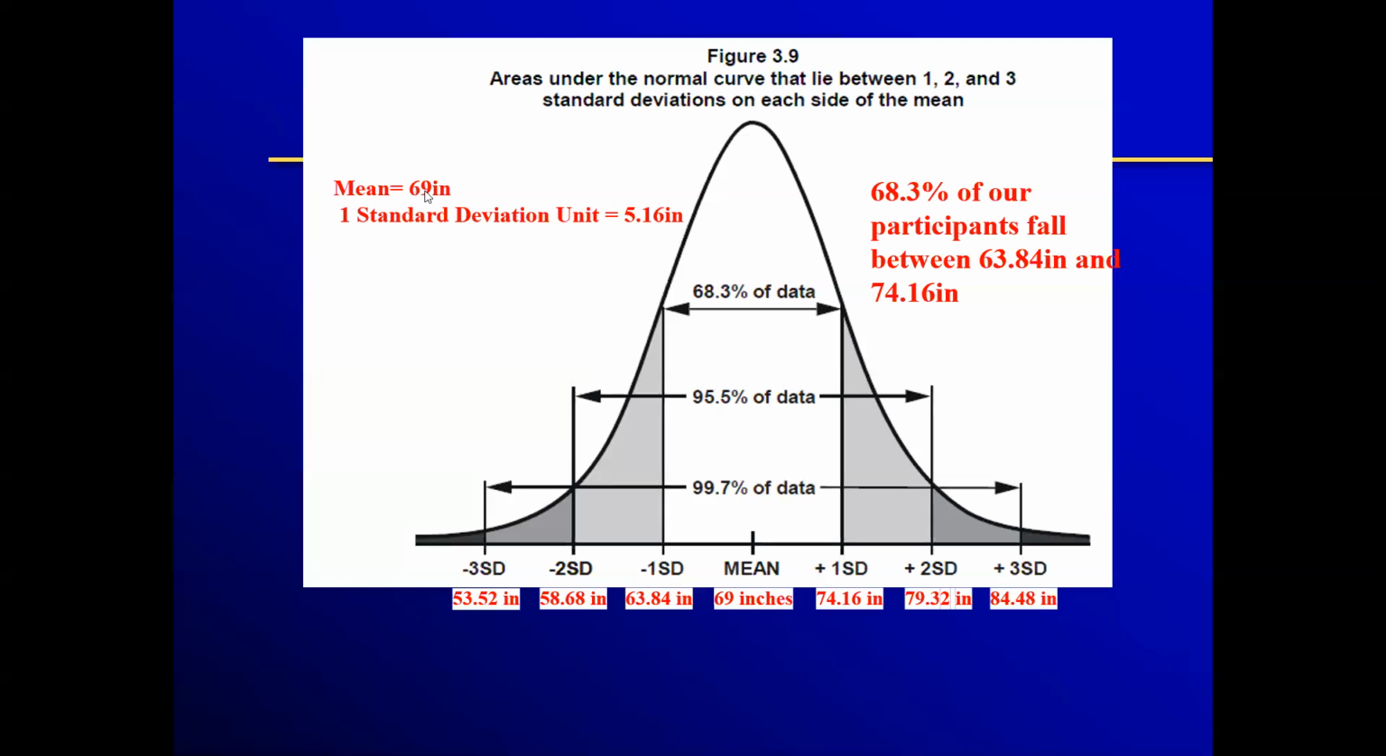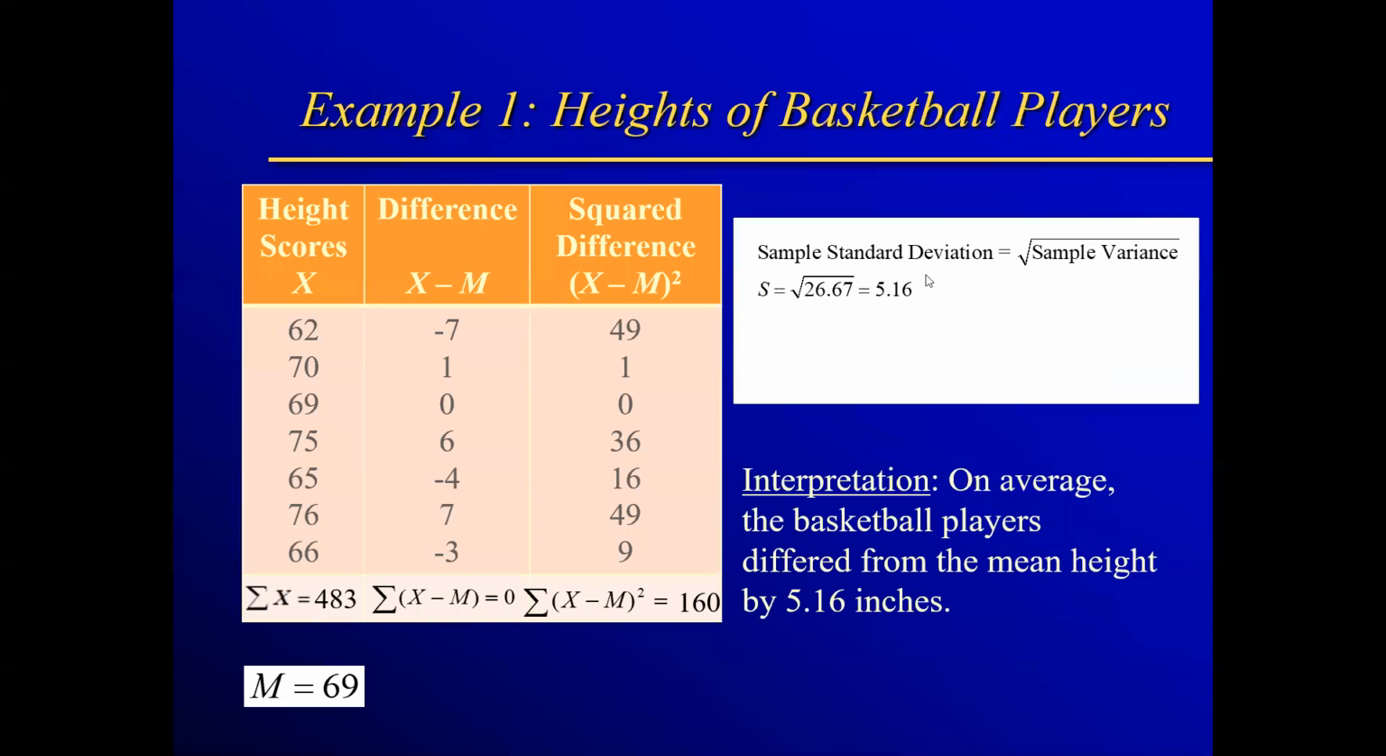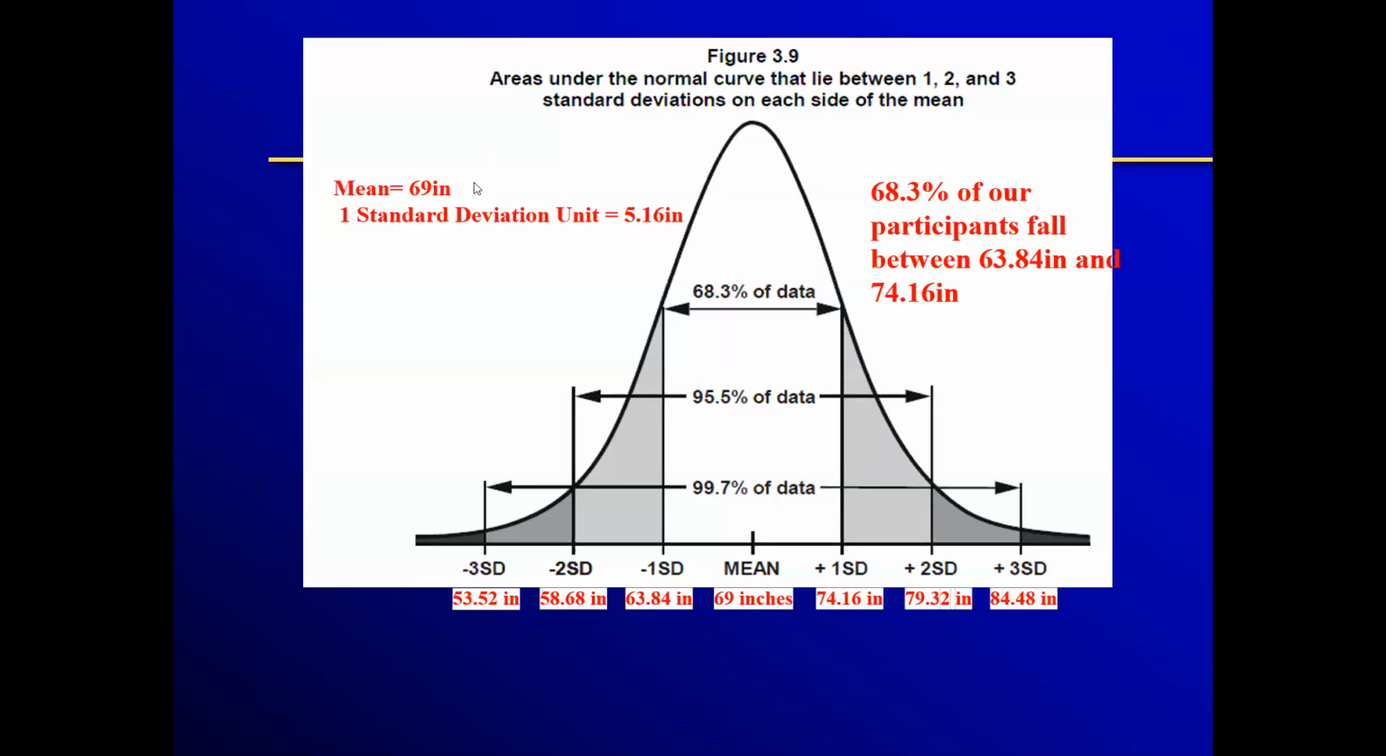So we know that the mean is 69 inches tall. And we figured out, in this formula, that the standard deviation is 5.16. I could give an interpretation of what that 5.16 is, but in reality, we know that 1 standard deviation unit equals 5.16. So I know that my mean is 69 inches, and plus 1 standard deviation is 74.16 inches. All I did was add 5.16 to the mean.